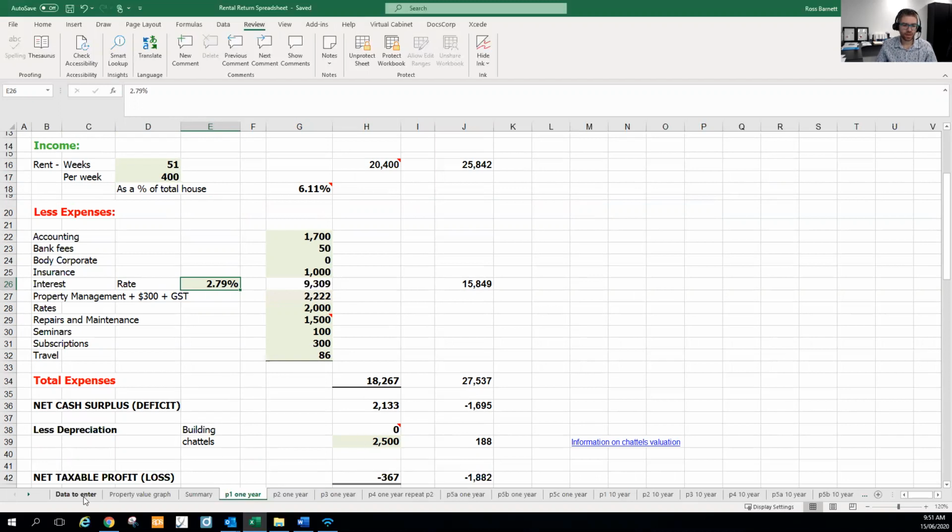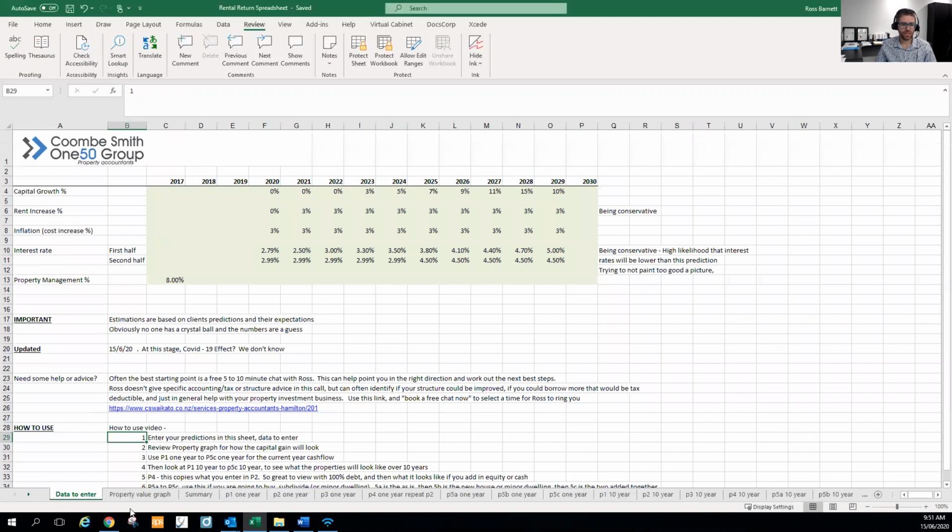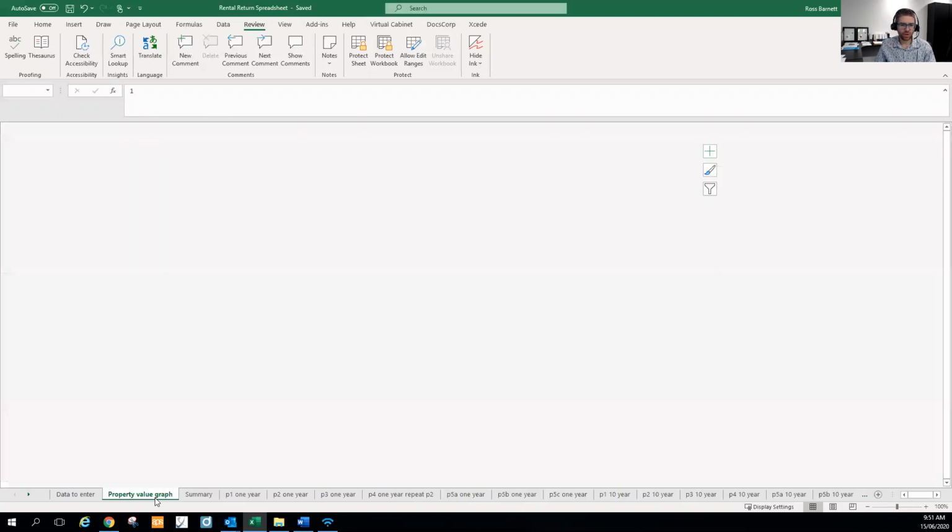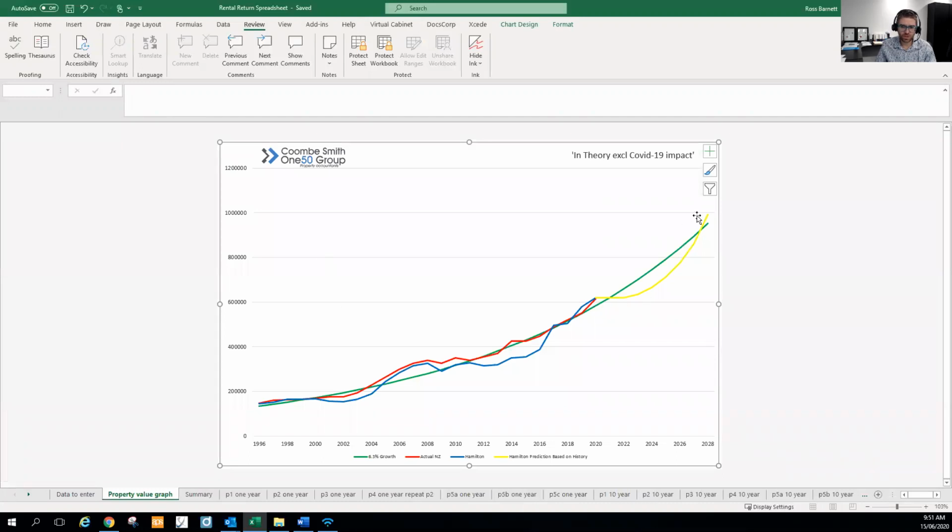From there, what I look at is my data to enter, which is on the left sheet, and basically that has all my guesses. So what's going to happen with capital gain? Rent maybe going up 3% a year, inflation 3% a year. Loans I've split in two and slowly going up to 5%. You can rearrange all that to what you think they are. And then on the graph, it'll show you how your figures come out over the next 10 years.